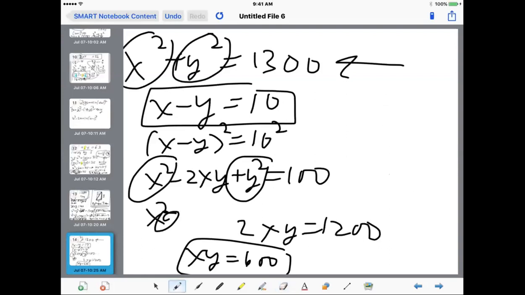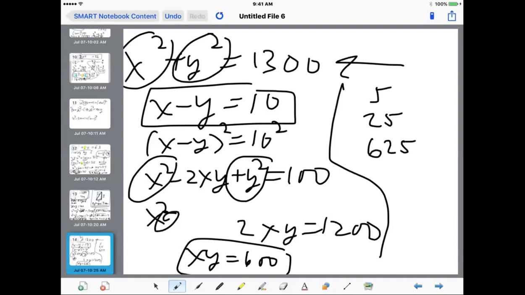And I can do the 5-step process. Half the difference, square it, add it to the product, take the square root of that, which actually ends up being 25, and 25 minus 5 is 20, and 25 plus 5 is 30. And so those are the answers, 30 and 20. 30 is x, and 20 is y, because it's the bigger one.